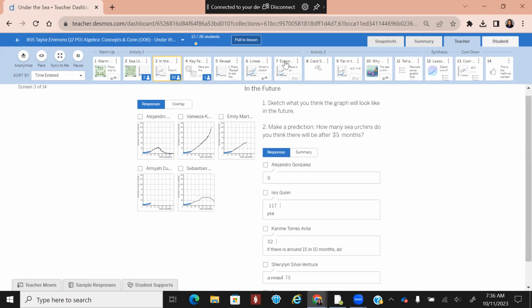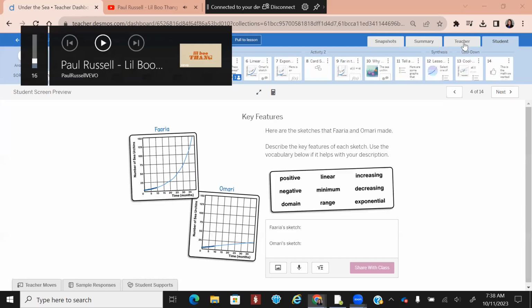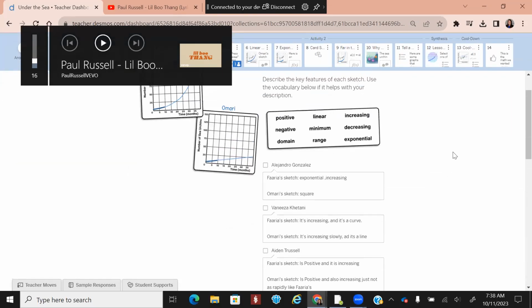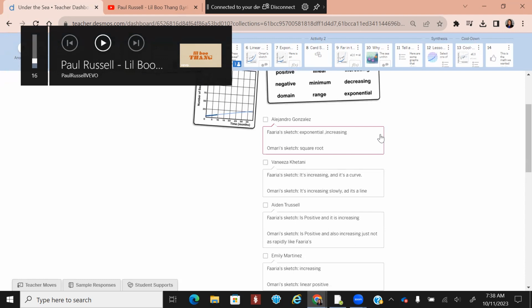Okay, cool. On slide 4, it says, here are the sketches that these two people made. Describe the key features of each sketch. Use the vocabulary below that helps you with your description. So you're telling me positive, negative, domain, linear, minimum, range, increasing, exponential. Take a moment, describe each one of these sketches. Somebody else said it's exponential and it's increasing. Good.